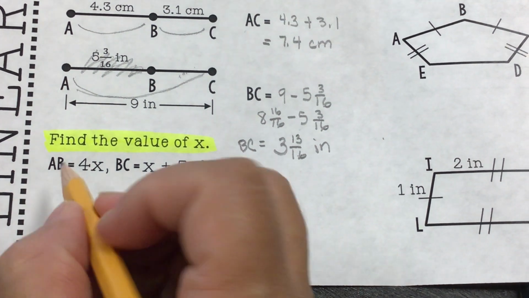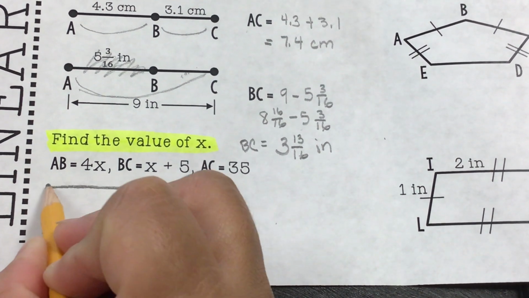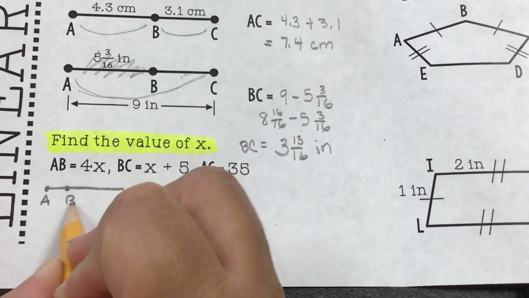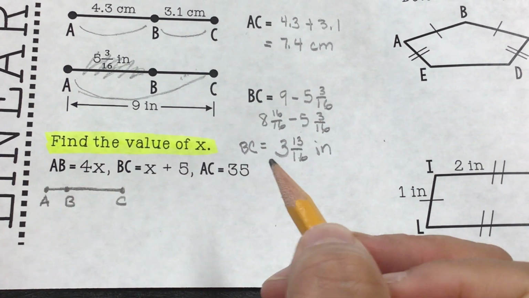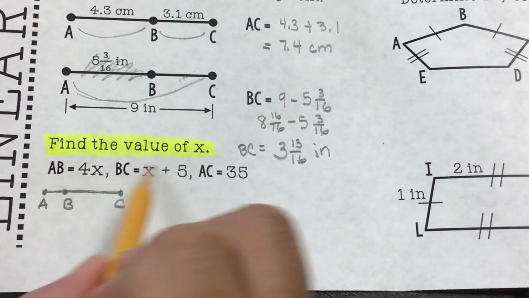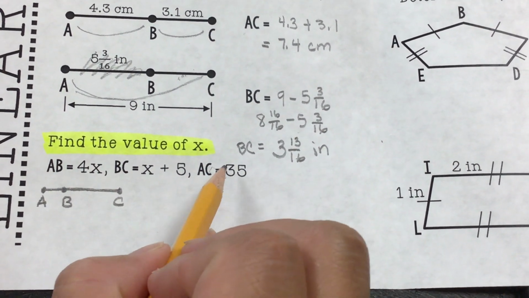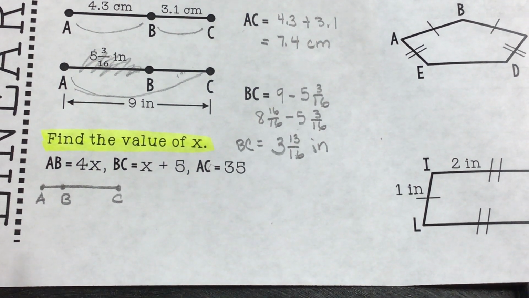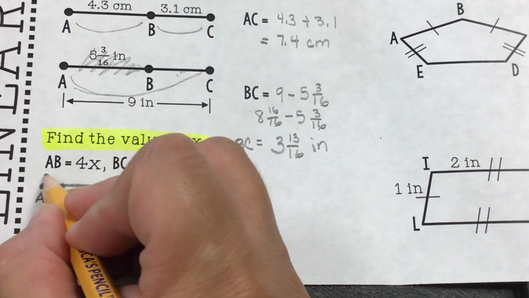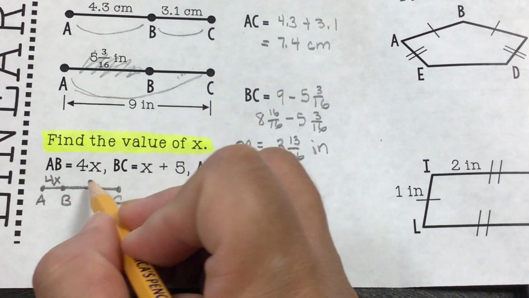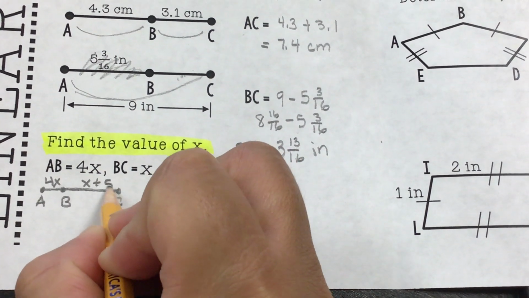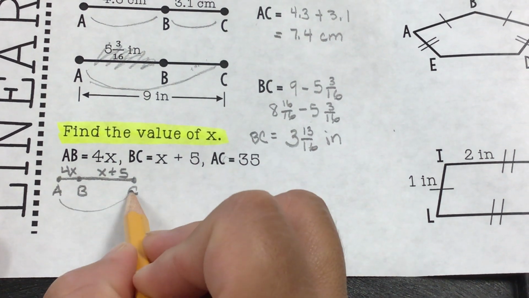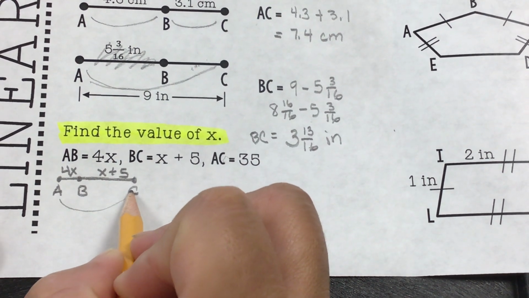What do we have? We have this picture right here that tells me A, and then B, and C. I'm going to try to be more specific, but these points have to be collinear like it was mentioned in the front part of this foldable. That means that this is 4x, and this is x plus 5. All together, that equals 35.